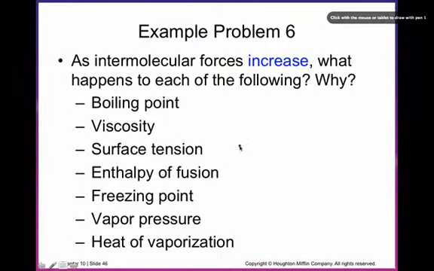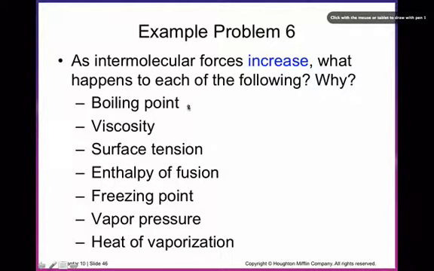Okay, last problem here. As intermolecular forces increase, what happens to each of the following and why? So I want you to take a second and pause this and see if you can answer these questions. Will it increase or decrease with an increase in intermolecular force? See what you can figure out.